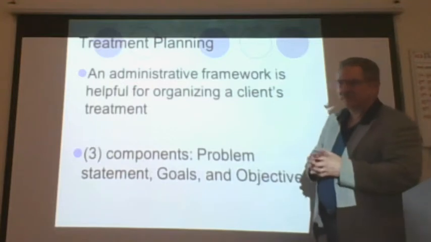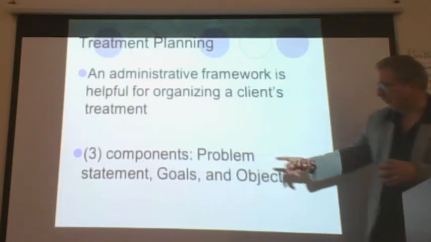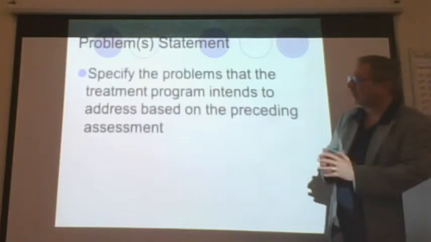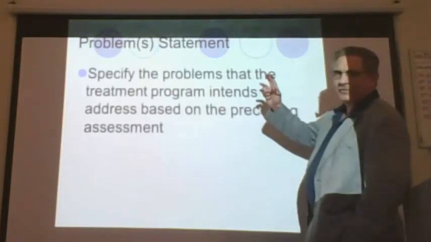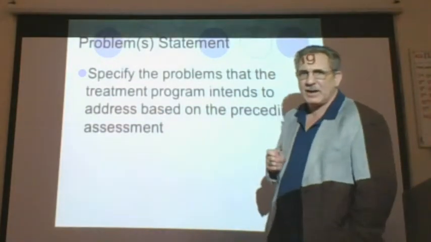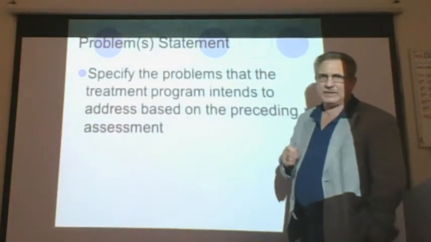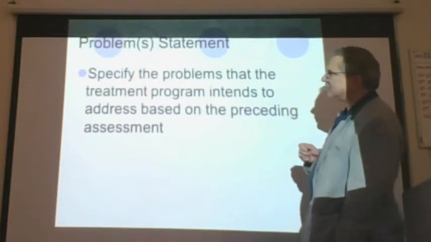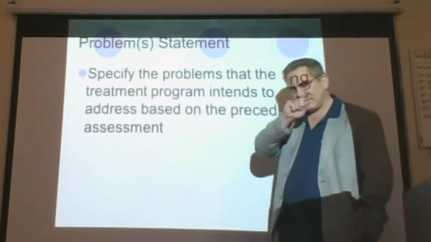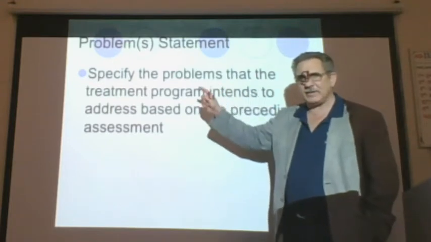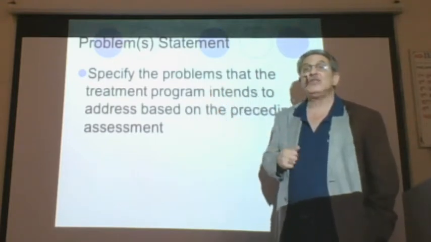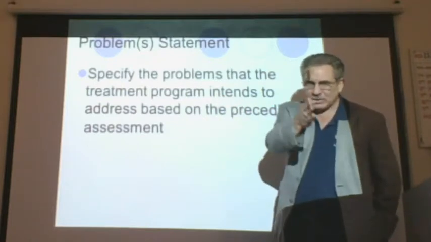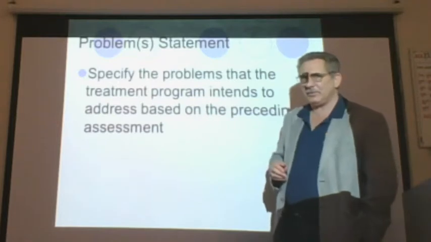These are the components of a treatment plan. What are the problems, what are the goals, and what are the objectives? Okay. So specify the problem. These are problem statements. What is the problem that the treatment program intends to address based on the psychosocial assessment? And again, at the top of the treatment plan, you'll see 1, 2, 3, 4, 5, 6, 7, 8. If that's not in there, use that code. Use whatever 1 through 8 is on the treatment plan.